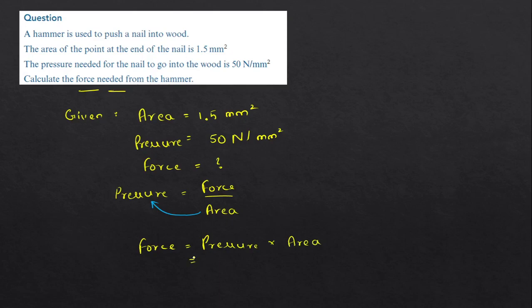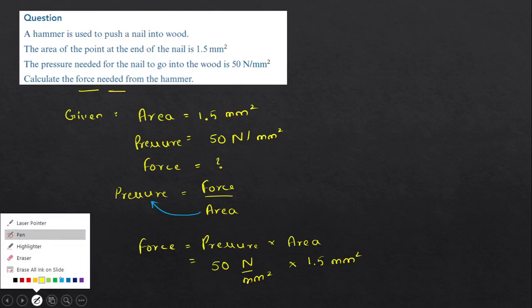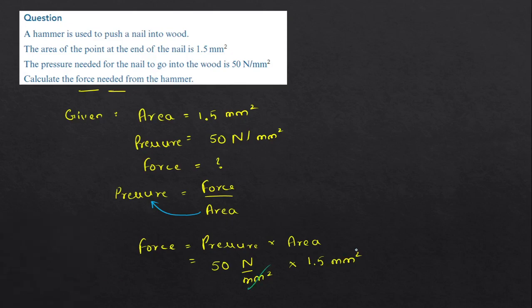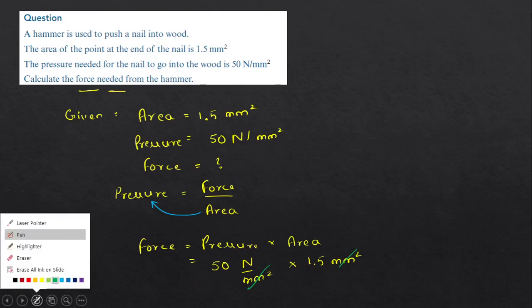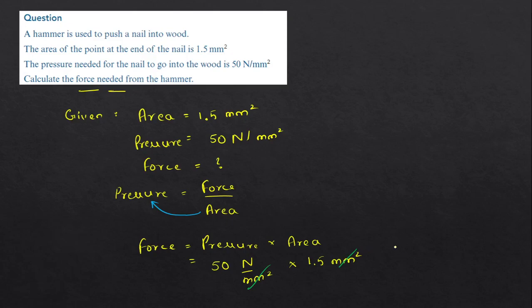We know what pressure is. Pressure is 50 Newton per millimeter square times the area, which is 1.5 millimeter square. Here we can cancel off these units. So 50 into 1.5 is 75. So the value of force will be equal to 75 newtons. This is the correct answer for this question.